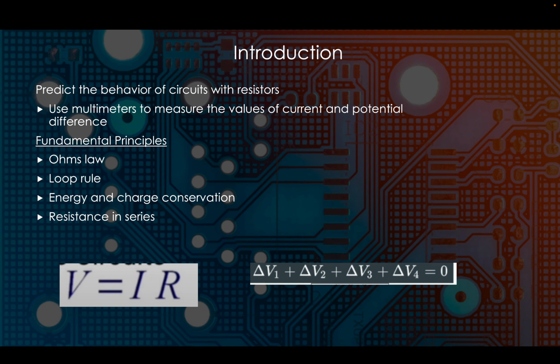So, intro. For this lab, we're trying to predict the behavior of circuits with resistors. We're using multimeters to measure the values of current and potential differences. And some fundamental principles are Ohm's law, the loop rule, energy and charge conservation, and resistance in series.